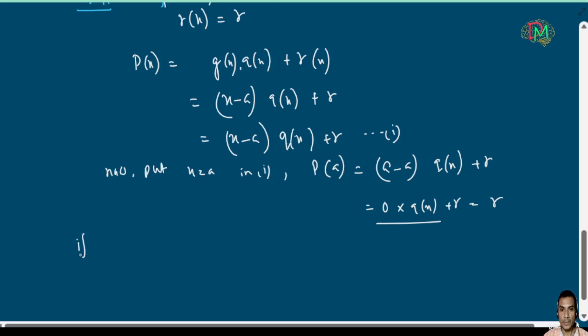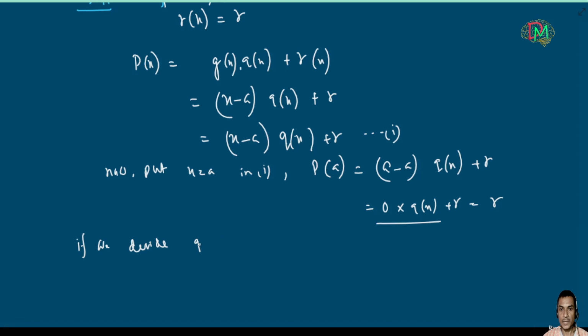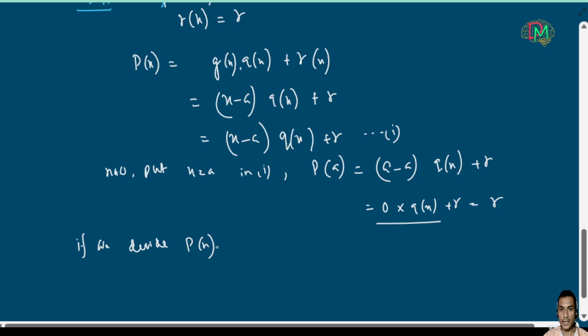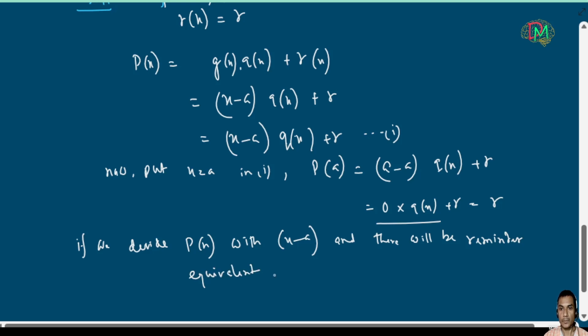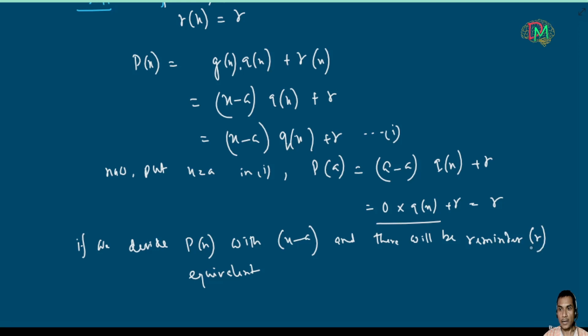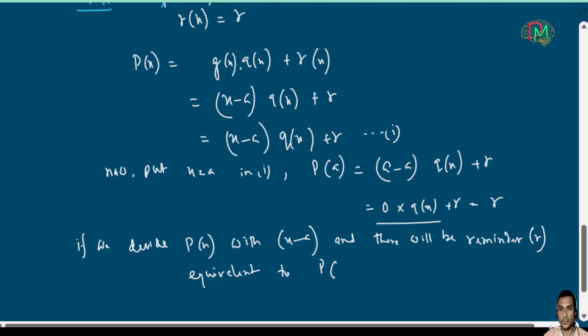Means if we divide P(x) with x minus a, there will be a remainder r equivalent to what? P(a). Clear?